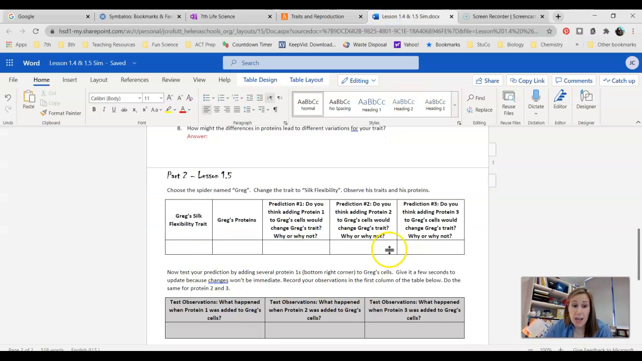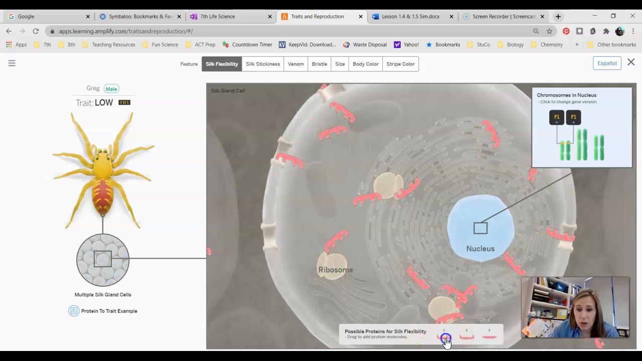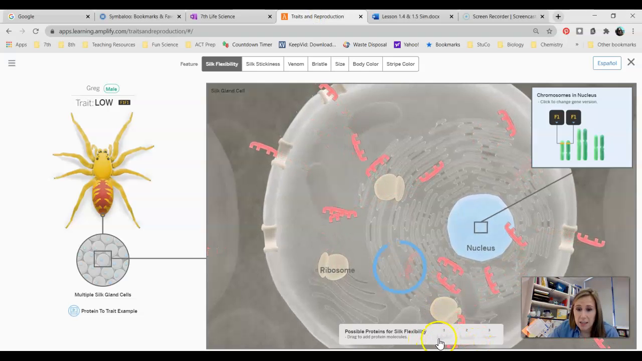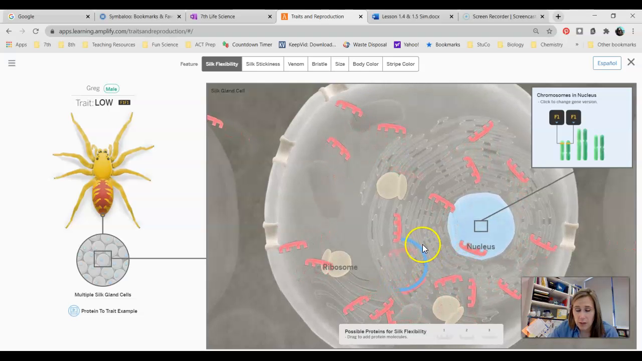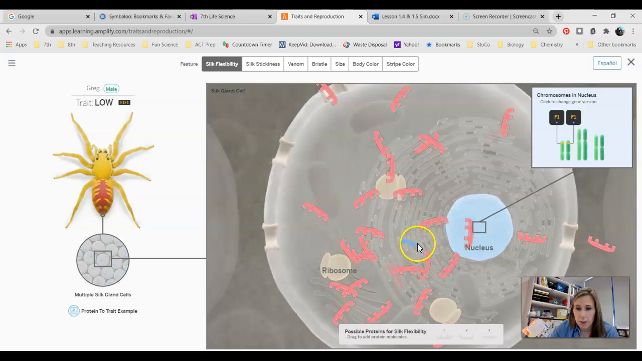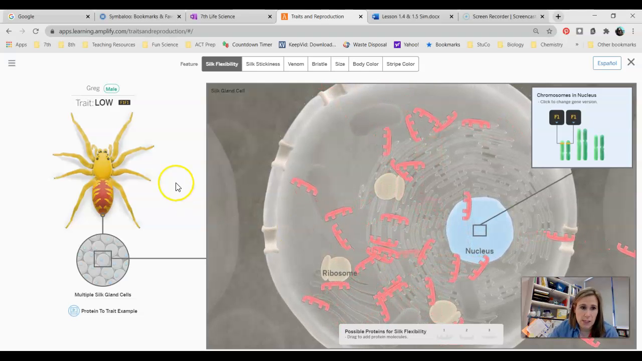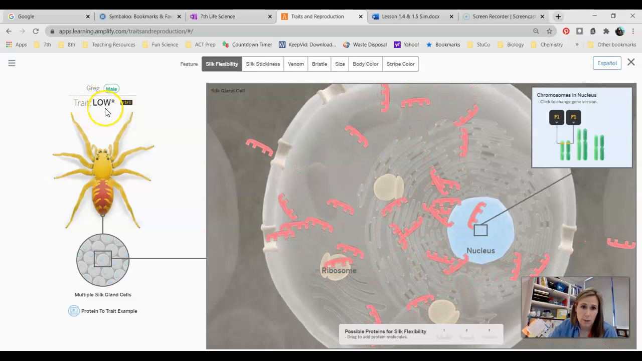So make your predictions, and then you guys are actually going to test them. So your white one is your predictions, your gray one's going to be your testing. So now go ahead and add protein number 1. What happened? Reset it. So you guys can add them just by clicking and dragging. So it might take a second. So once you guys have done that, you'll see this blue circle. It's counting down to see if there's any changes. Okay, once that blue circle disappears, you guys will see if there's any changes. If we look, it says, all right, our trait is still low.